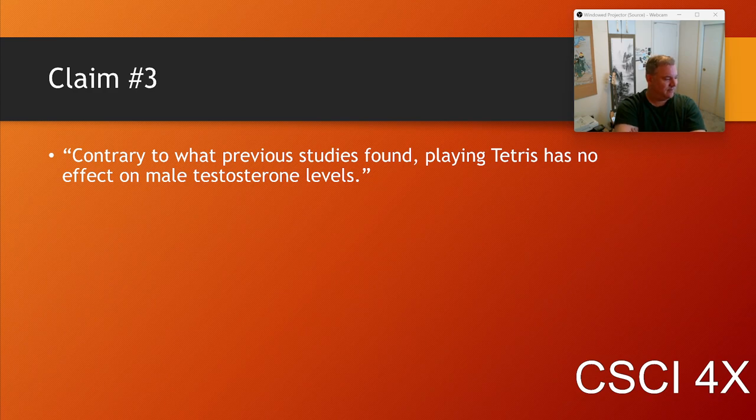Harvard studies. Search your studies on testosterone levels in Tetris. Check the claim. Yeah. If this is a quote, where did that quote come from? And the answer is it came from Nature magazine. Now, is Nature magazine a reputable source for science? Create your own case study. Yeah, it's only a sample size of one, though. So, is Nature a reputable source?